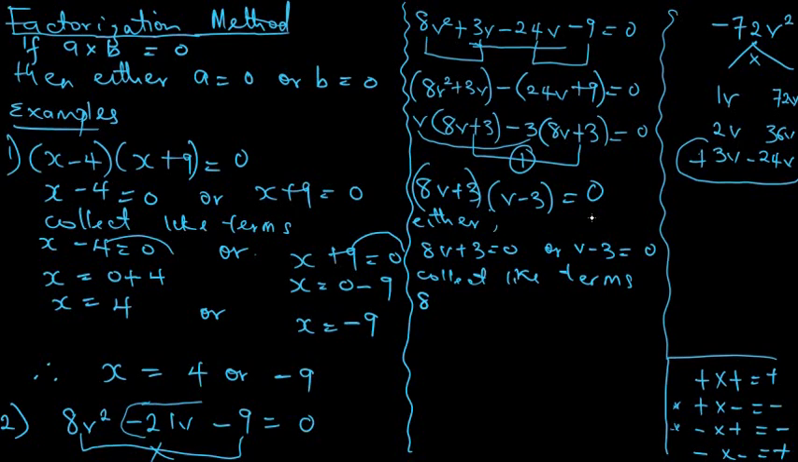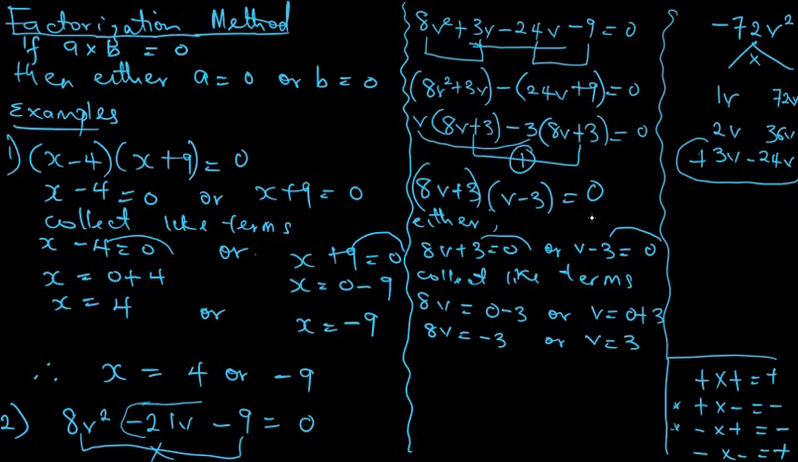So 8v equals to 0. When plus 3 crosses equation sign, it gives us minus 3. Or v equals to 0. When minus 3 crosses equation sign, it gives us plus 3. Coming back to the left hand side, 8v equals to 0 minus 3 gives me minus 3. Or v equals to 0 plus 3 gives me 3.